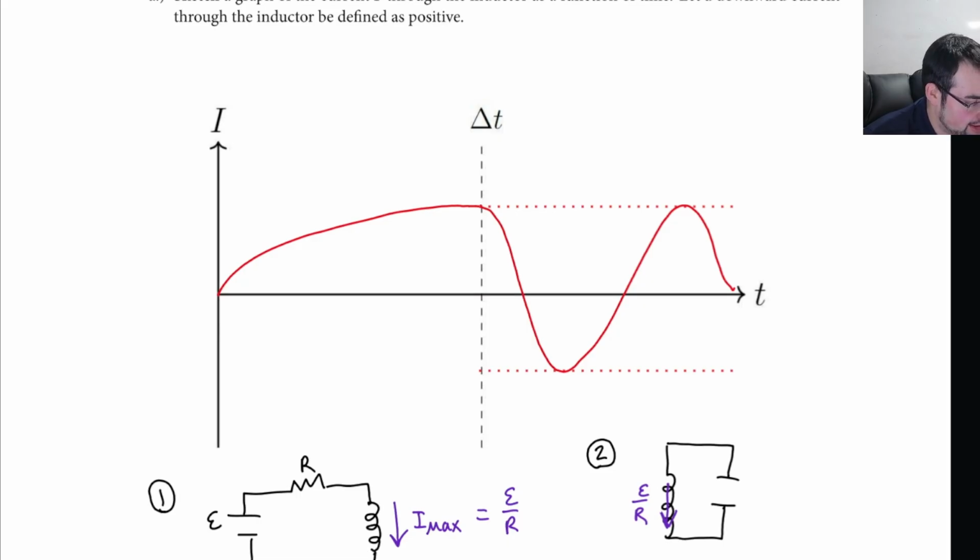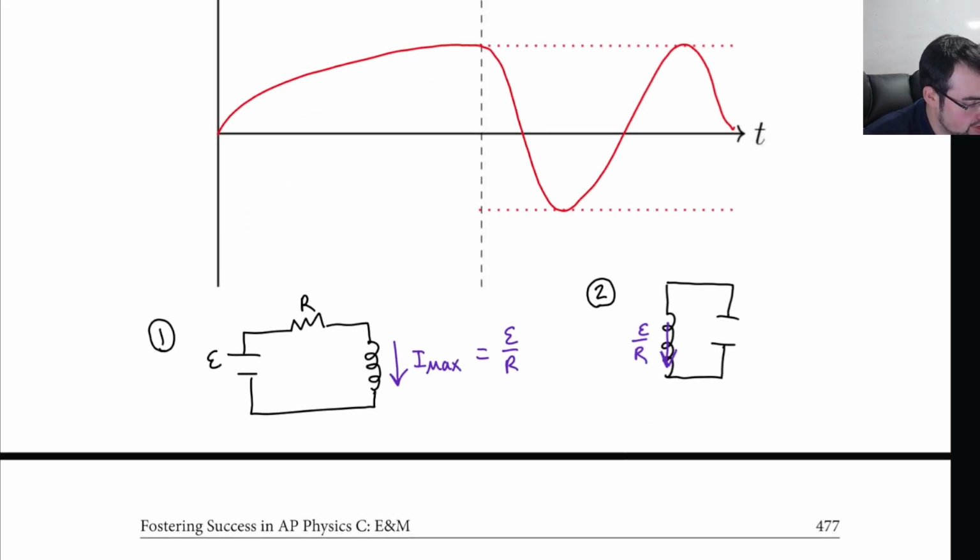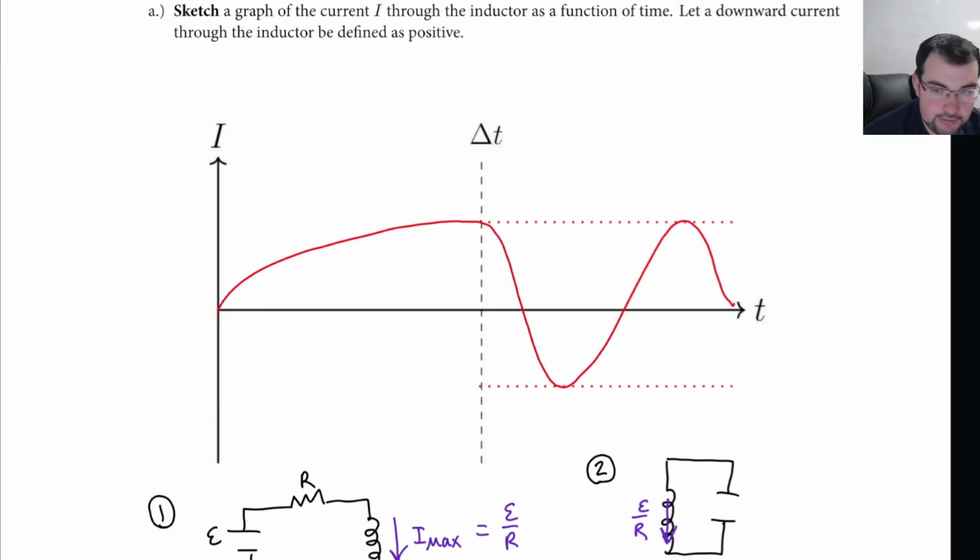So we see that we get an oscillating current after that because there's no resistance in circuit 2. Now, a fun problem to consider would be what happens if there is resistance, which of course is much more realistic. You would get a damped oscillation, something like that.